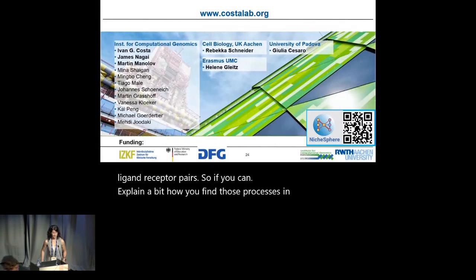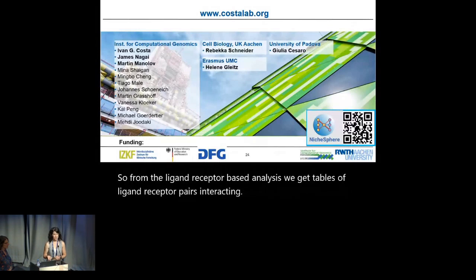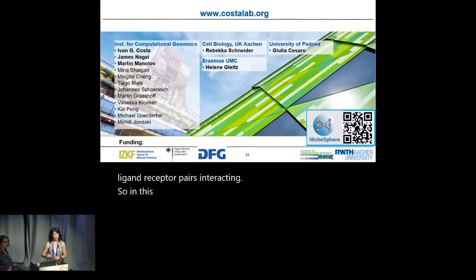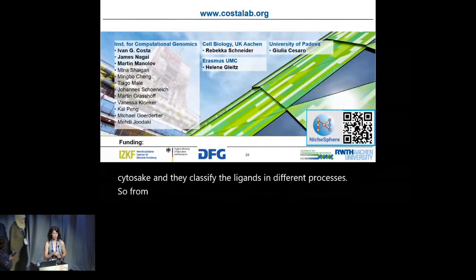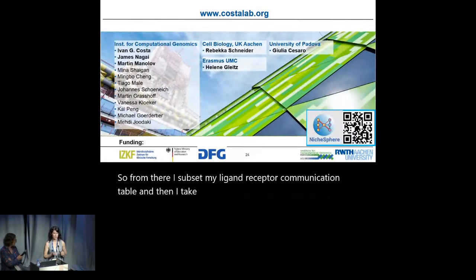Oh, okay. So from the ligand receptor based analysis, we get tables of ligand receptor pairs interacting. So in these databases, like the databases I used are Matrisome and Cytosig, and they classify the ligands in different processes. So from there, I subset my ligand receptor communication table, and then I take only those scores and compare them.